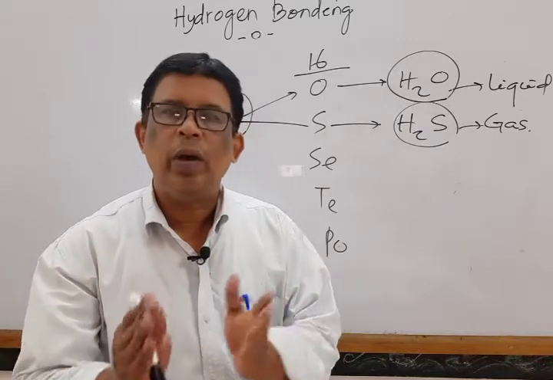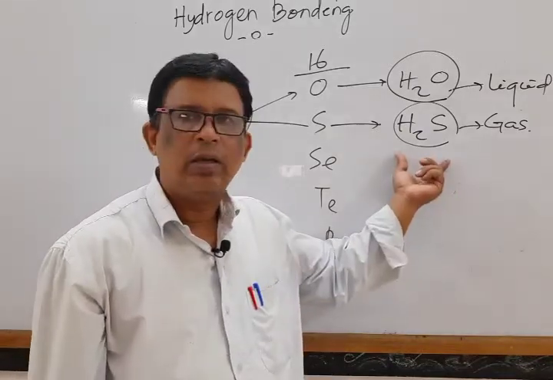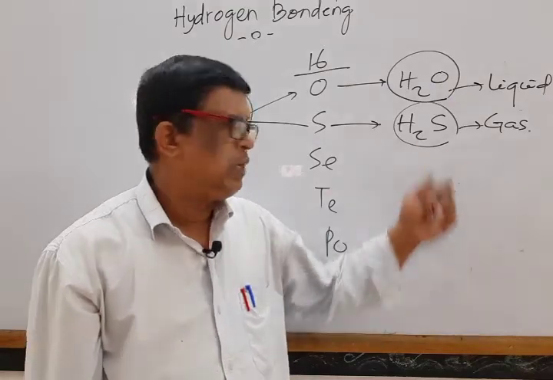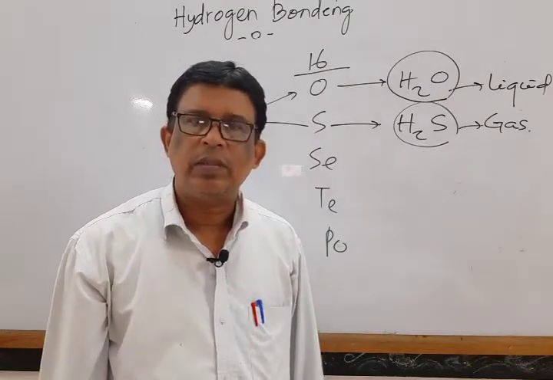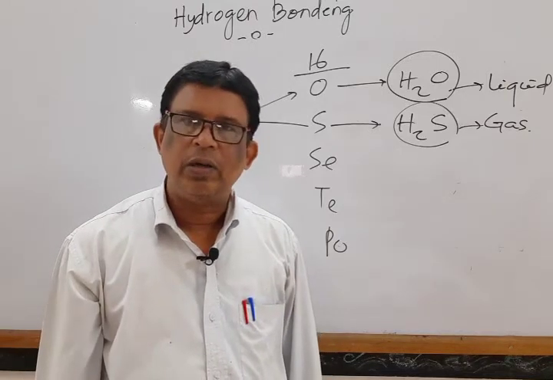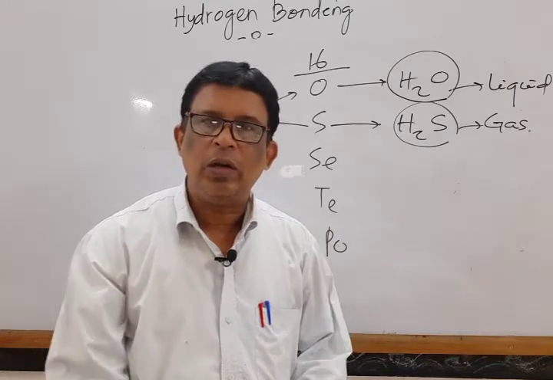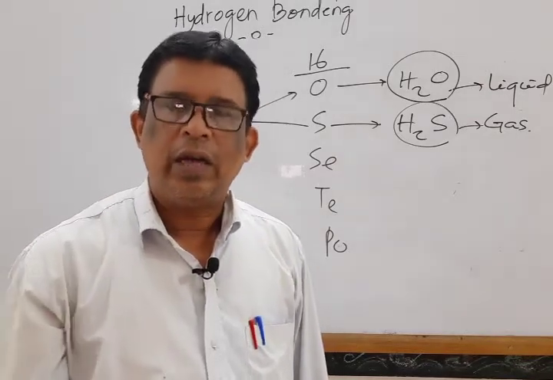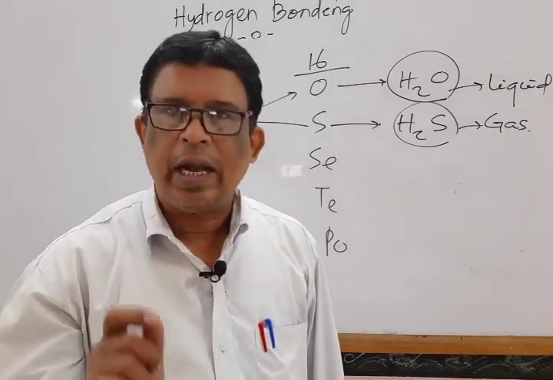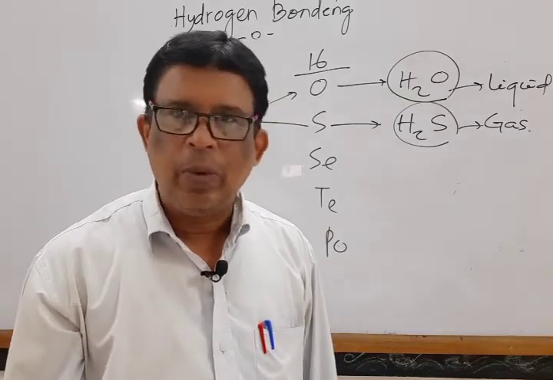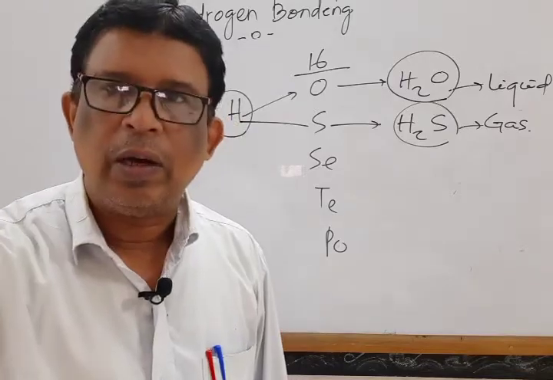So only covalent bond is there. That's why the magnitude of forces of attraction decreases. So it is a gas. This is one application of hydrogen bonding. Now part 1 is over. Next, we are ready to write the notes: the definition, condition, characteristics, types, and the consequence and application of hydrogen bonding, one by one.